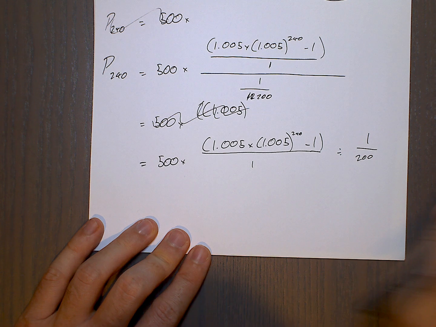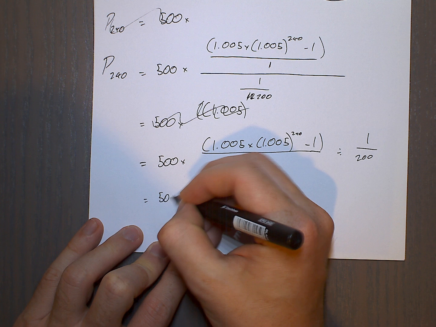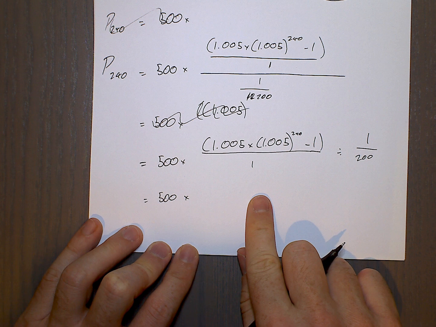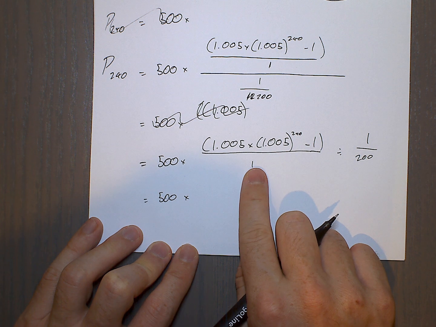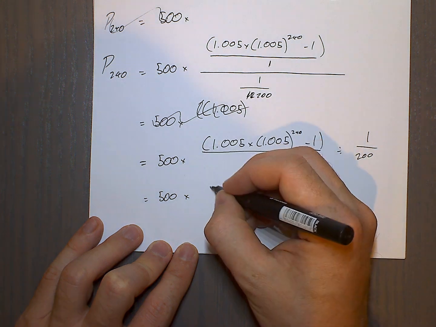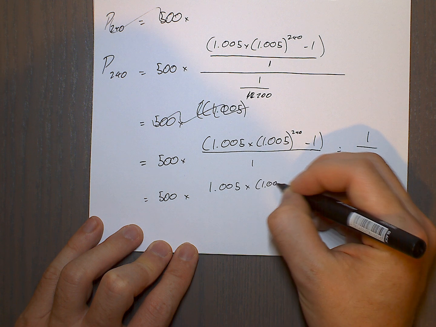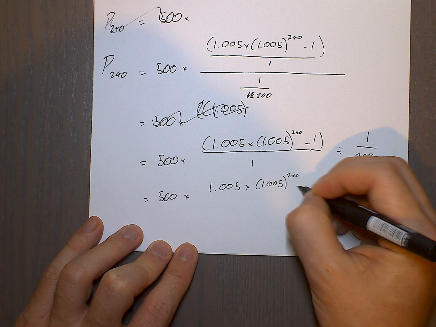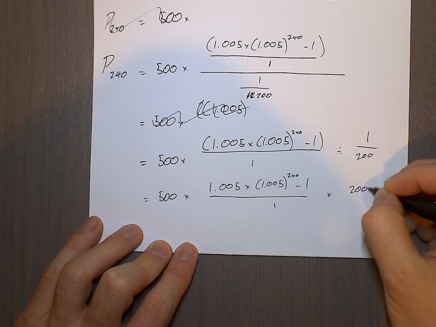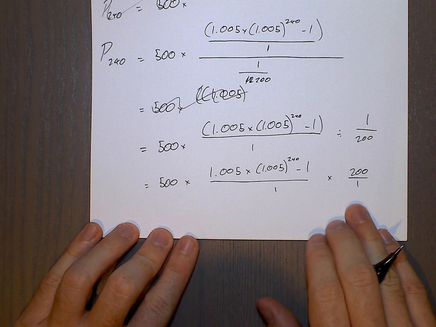And now, here's the part where we're flipping this part. Okay? So, it becomes 500 times this over 1, which is just itself. So really, we can get rid of it. I'll leave it for now just to make sure that people understand. I'm just going to get rid of these brackets because now they're starting to annoy me. Times 200 over 1.